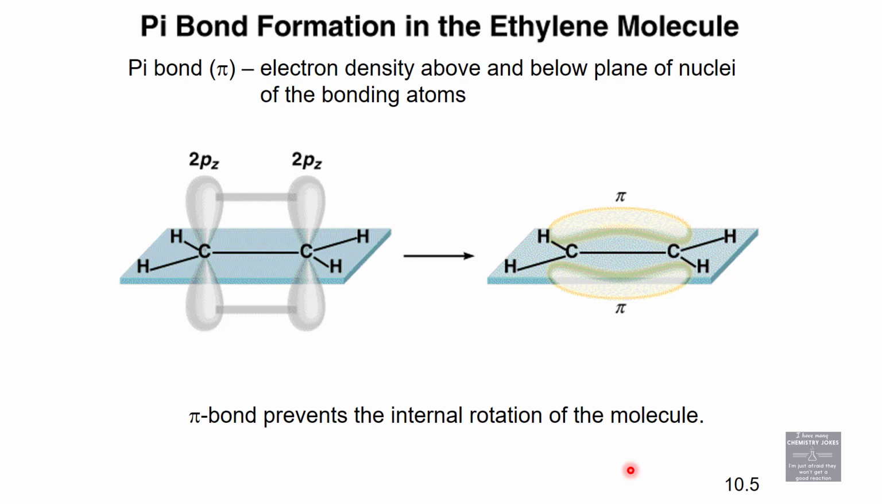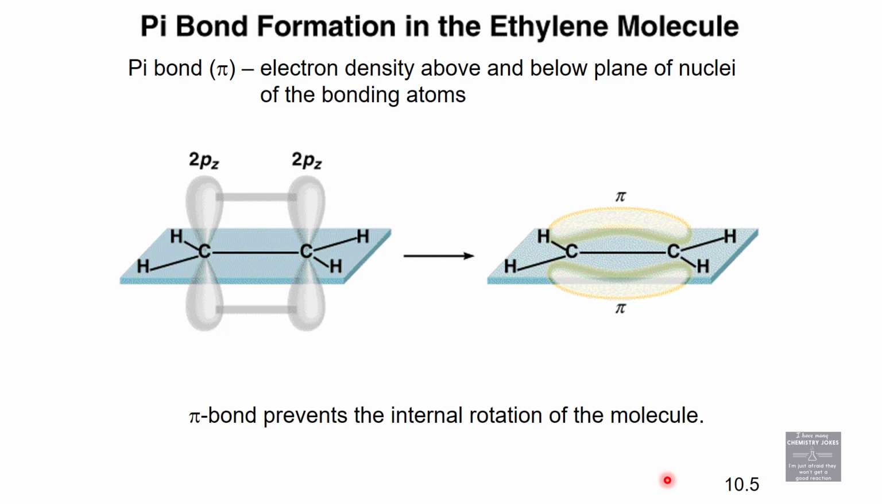The pi bond prevents rotation, so single bonds can rotate. But because there's something tying this carbon to that carbon above and below, you can't spin this molecule around. You can't make this hydrogen go backwards while this hydrogen stays the same. Restricted rotation. It's a big deal. I'll tell you why in a moment.